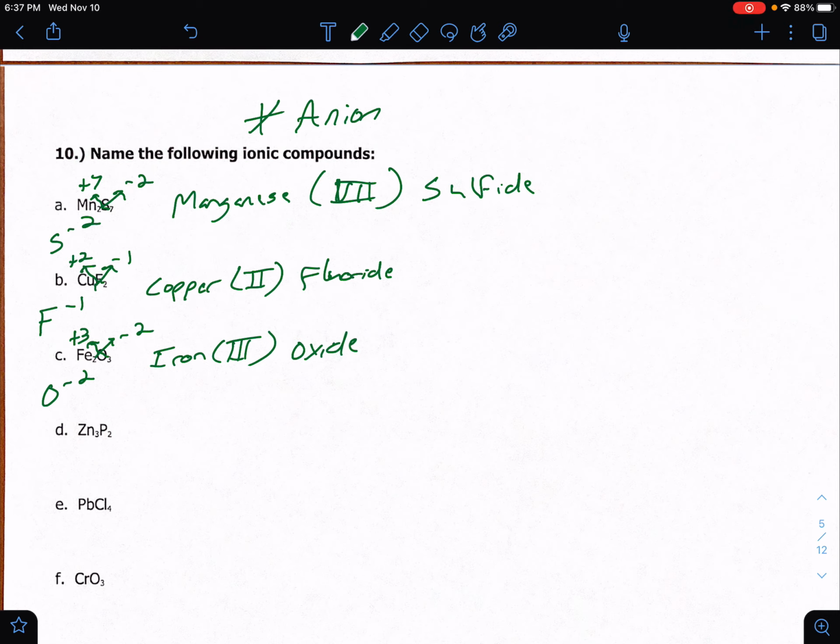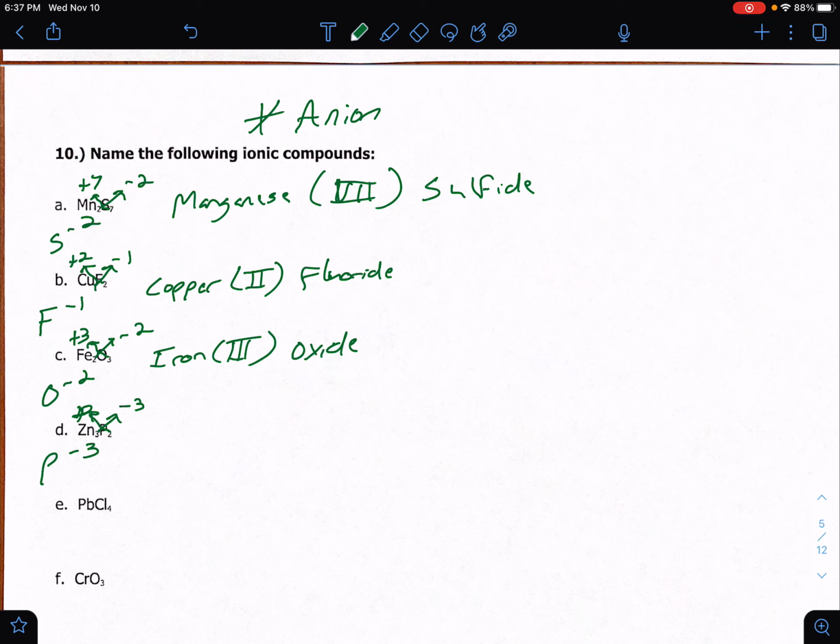Okay, D, I have Zn3P2, so I'm going to take this 3 up to the phosphorus, which gives it a -3. Now I would look, does phosphorus have a charge of -3 on the periodic table? Yes, it does. So that means I can take this 2 up here to zinc, which realistically we should have known this already because zinc is always going to be a +2 charge. You have that on your periodic table. That's what we wrote down at the very beginning of the video.